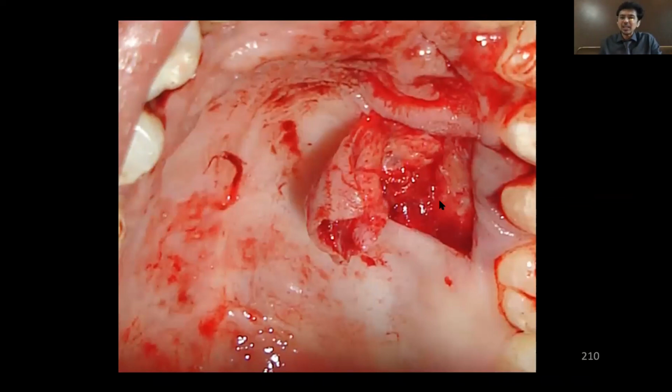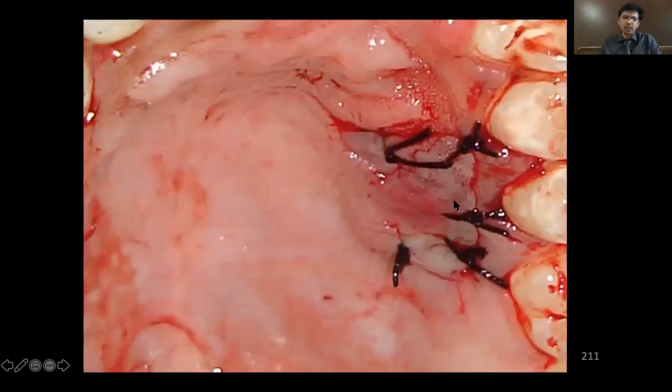This is how the palatal side looks. This is exposed bone. You cannot leave it open. You suture it properly.